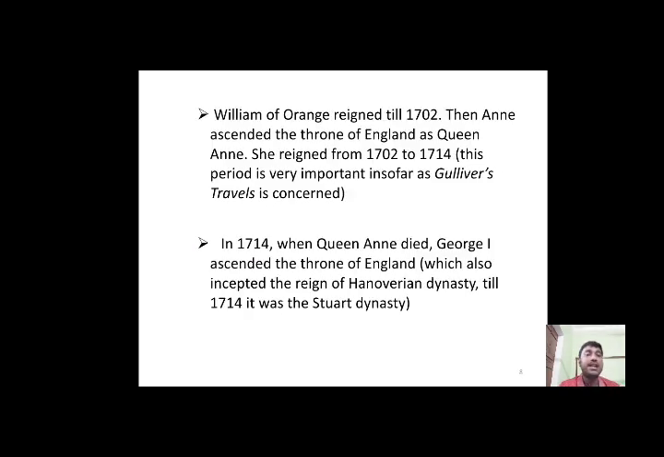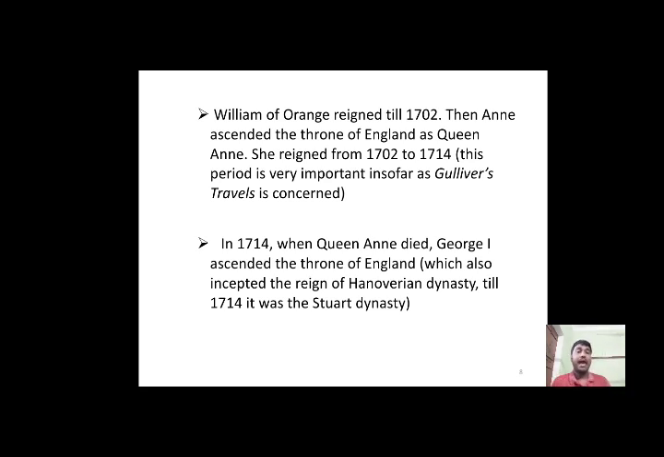Now, William of Orange reigned till 1702. Then Anne ascended the throne of England as Queen Anne, and she reigned from 1702 to 1714. This period is very important insofar as Gulliver's Travels is concerned. In 1714, when Queen Anne died, George I ascended to the throne of England, which also, as I told you, incepted the reign of the Hanoverian dynasty. Till 1714, it was the Stuart dynasty which reigned.